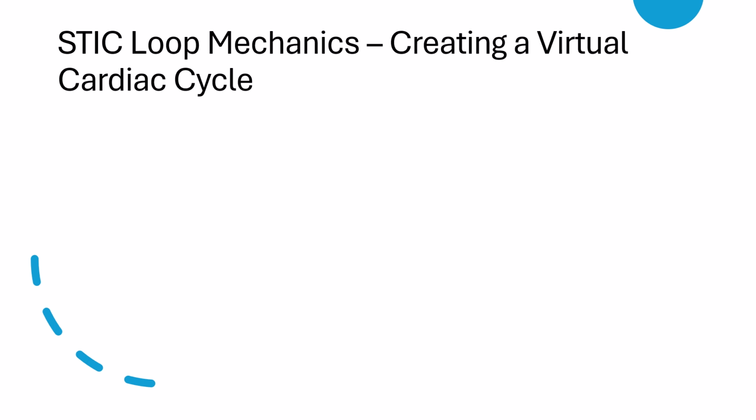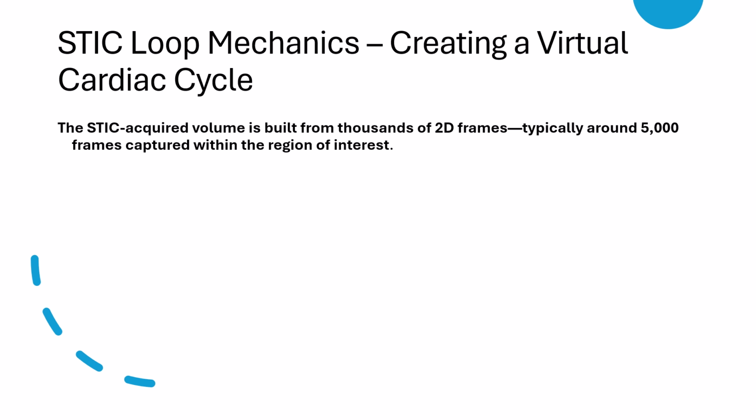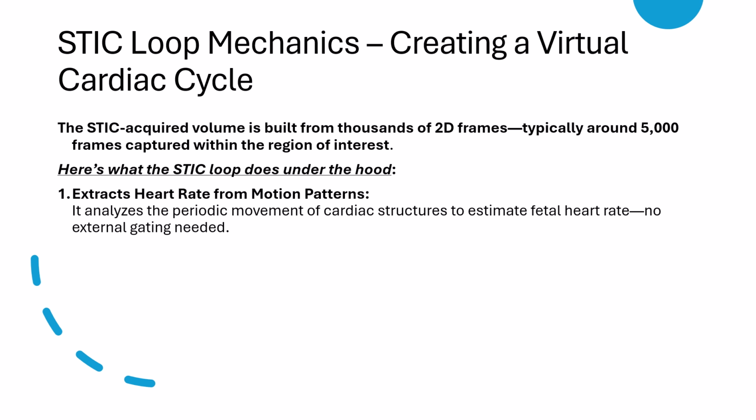To truly appreciate the power of STIC, it's important to understand how the system works behind the scenes. The volume acquired through STIC isn't a single static image. It is built from thousands of individual 2D frames, typically around 5,000 frames captured within the region of interest. Here is what happens in the background.